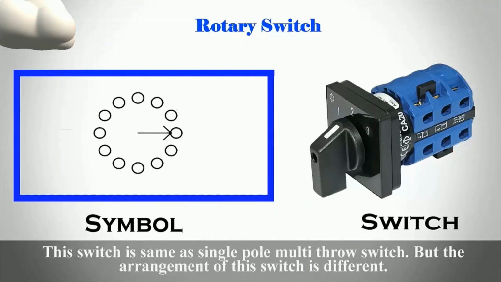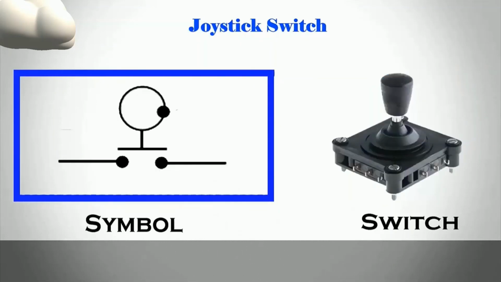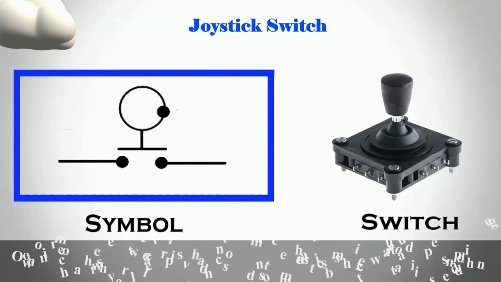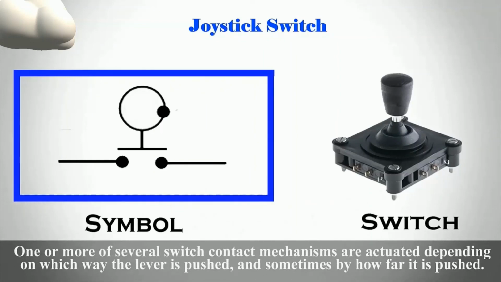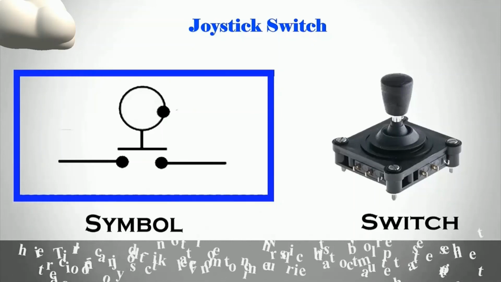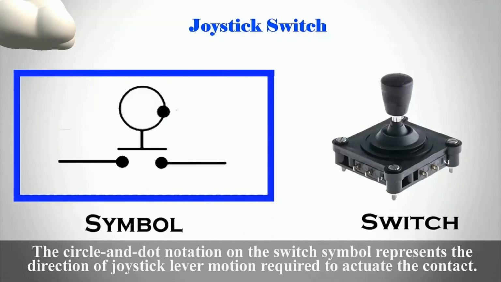This switch is the same as a single pole multi-throw switch, but the arrangement of the switches is different. Next is the joystick. A joystick switch is actuated by a lever free to move in more than one axis. One or more of several switch connecting mechanisms are actuated depending upon which way the lever is pushed, and sometimes by how far it is pushed. The circle and the dot notation on the switch symbols represent the direction of joystick lever motion required to actuate the switch.